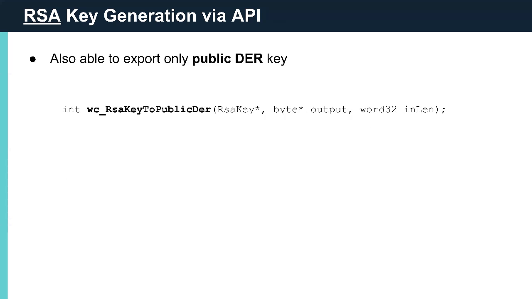So the last function, RSA key to DER, exported the private RSA key. If you only want to export the public key to DER format, we have a separate API called RSA key to public DER, which takes an RSA key pointer and outputs the public key into a provided buffer.